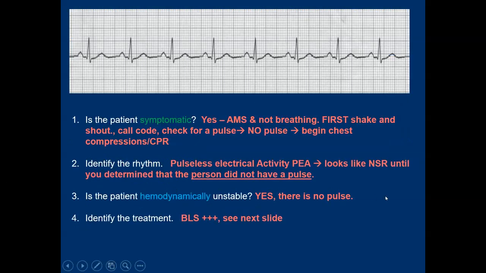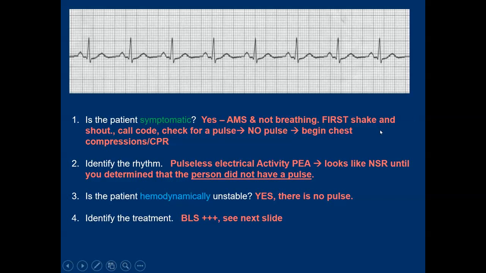All right. So is the patient symptomatic? Hopefully you identified that this rhythm is normal sinus rhythm. And you're saying, and I'm asking you now, is the patient symptomatic? And you say, well, he's got altered mental status and he's not breathing. And so I need to check for a pulse, because that's part of the BLS.